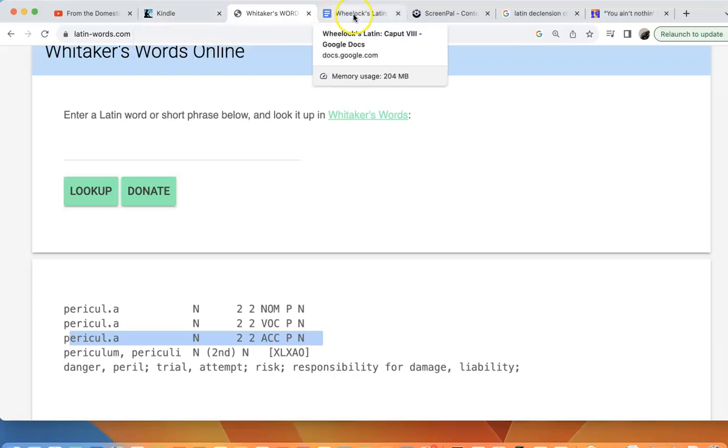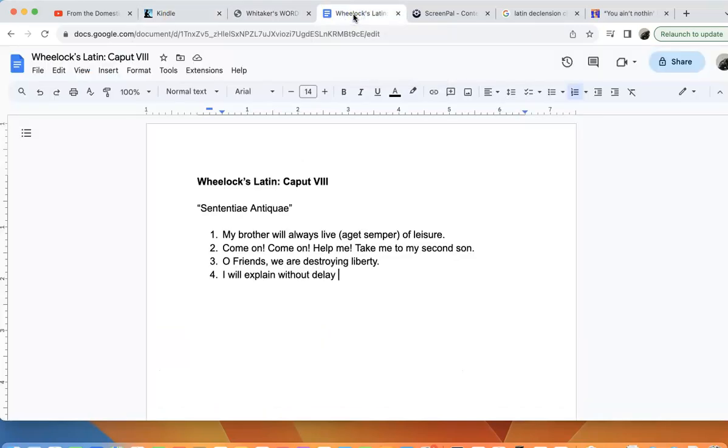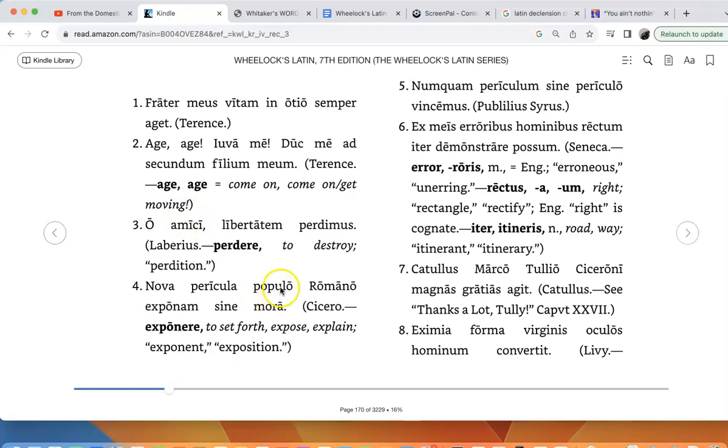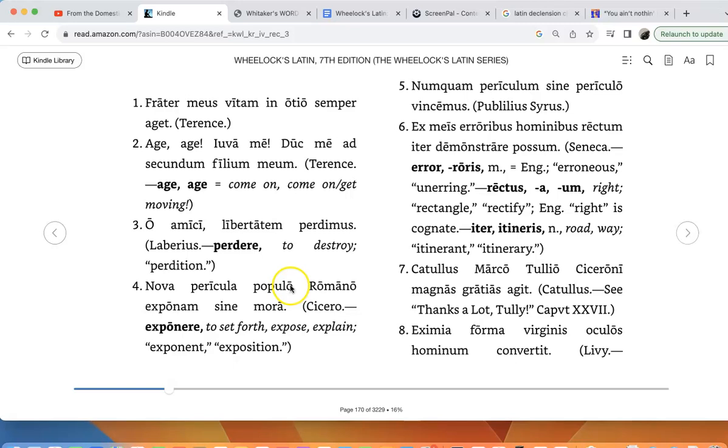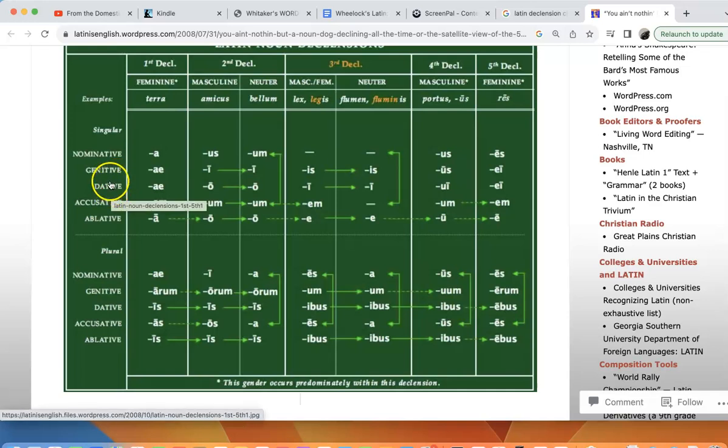So we go back to our example. I will explain without delay the new dangers because we have nova pericula. But then to whom? To the Roman people. So let me write that down. To the, again, you want to capitalize adjective nouns. Some of you on your test are not capitalizing your adjective nouns. Now, populo Romano both end in o. Why? Because second declension dative singular is o. Remember, dative is to or for whom something is done.